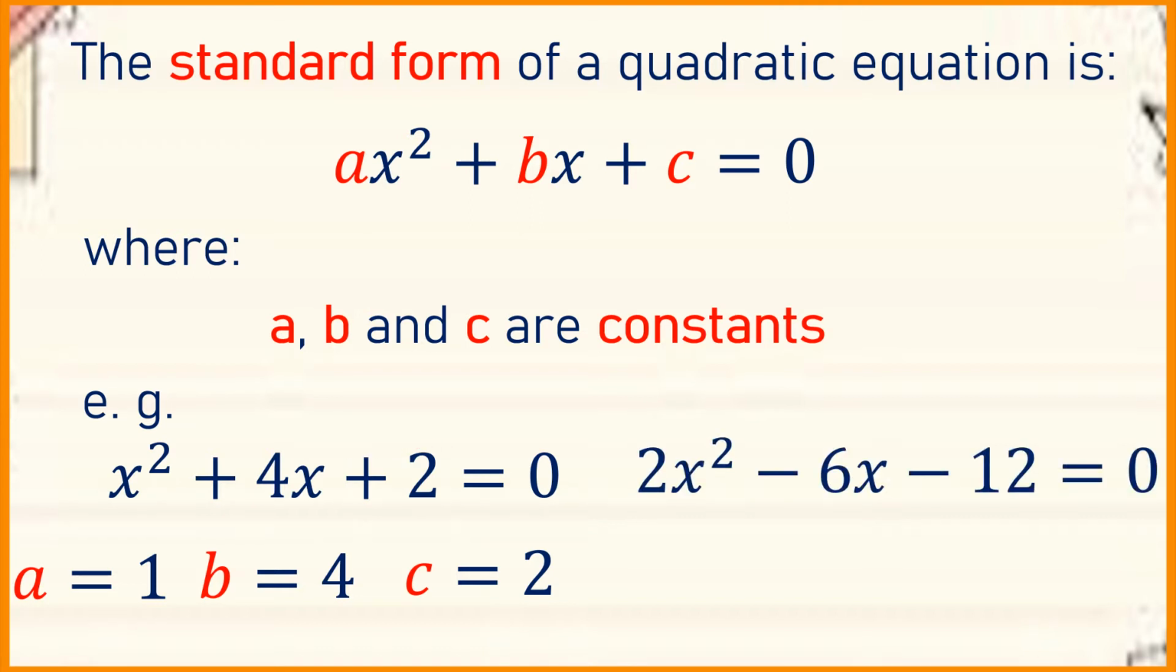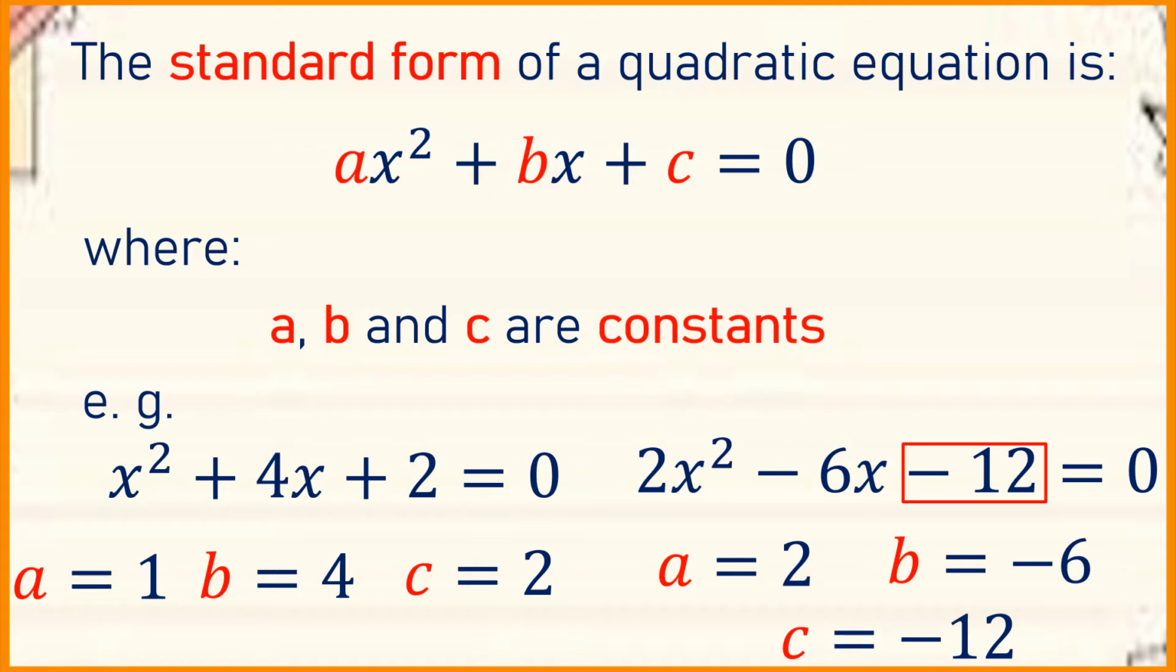Now let us have another one. Supposing we have 2x squared minus 6x minus 12 is equal to 0. The numerical coefficient of x squared is 2, so a is equal to 2. The numerical coefficient of x is minus 6, so b is equal to negative 6. And we have the constant term, or the last term, minus 12, so c is equal to negative 12. That is how to identify your a, b, and c.